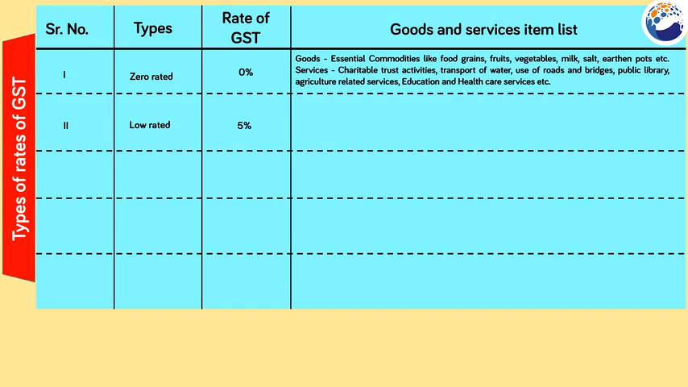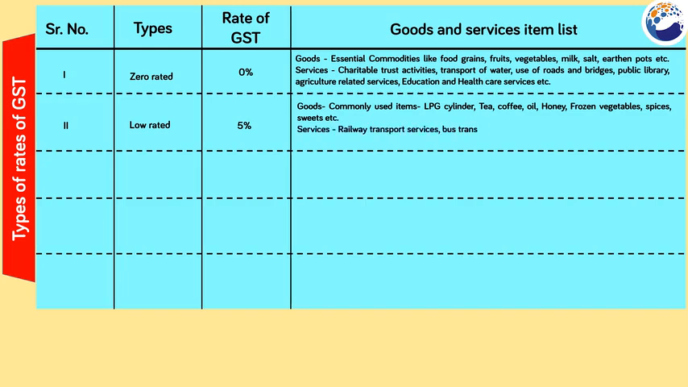It is applicable on commonly used goods like LPG cylinder, tea, coffee, oil, honey, frozen vegetables, spices, sweets, etc., and on services like railway transport services, bus transport services, taxi services, air transport, economy class, hotels providing food and beverages, etc.